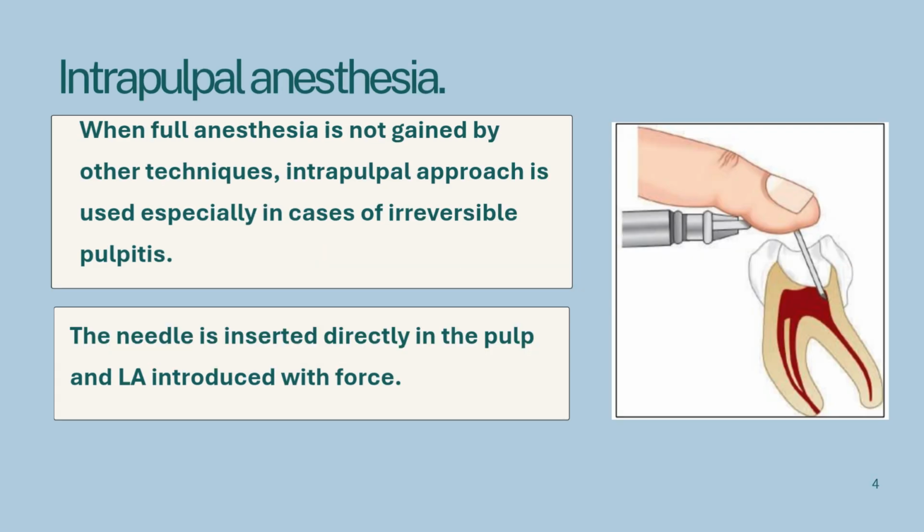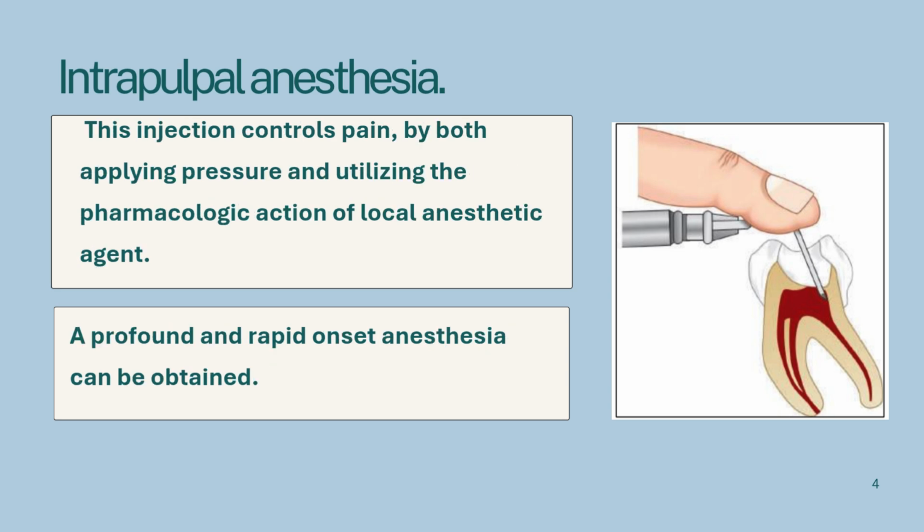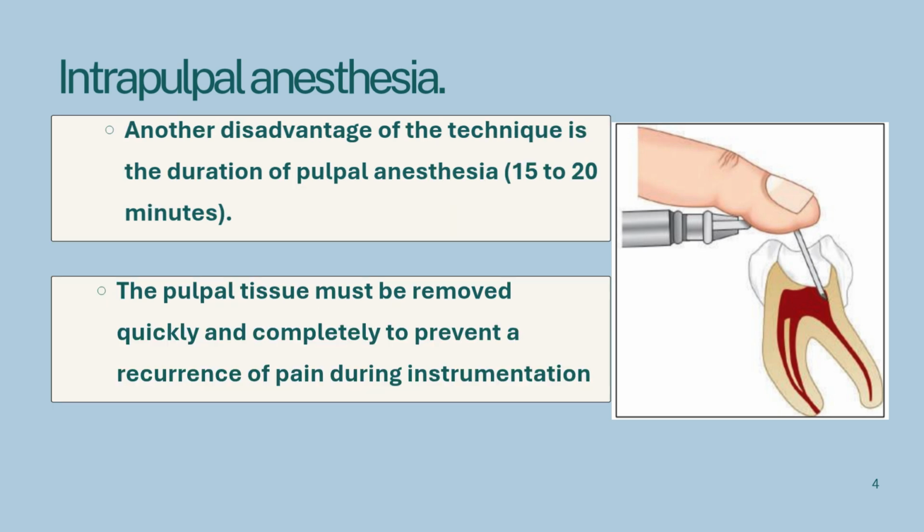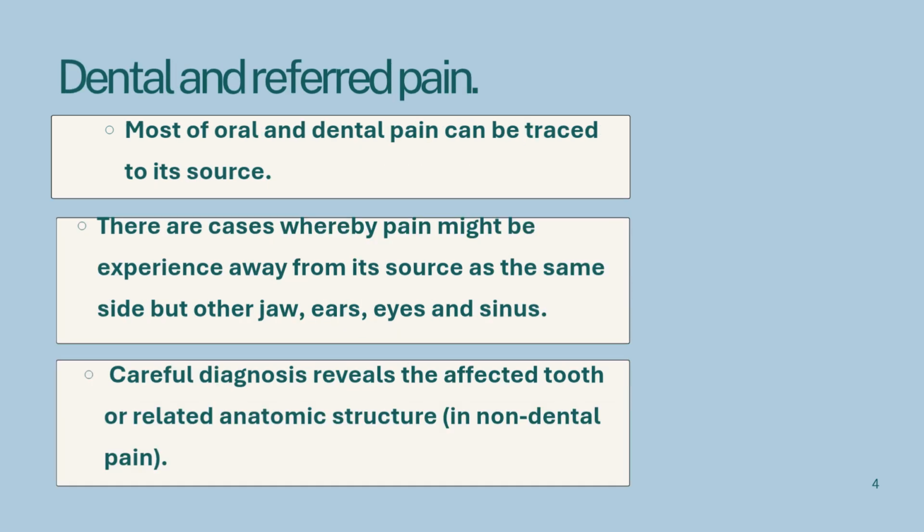And intrapulpal anesthesia is the third supplementary technique. Once you have finished your access opening, you administer your anesthetic intrapulpally. But this can be painful, because you're directly going into the tissue. And its duration can be 15 to 20 minutes, so it is short and you have to do the access opening quickly.